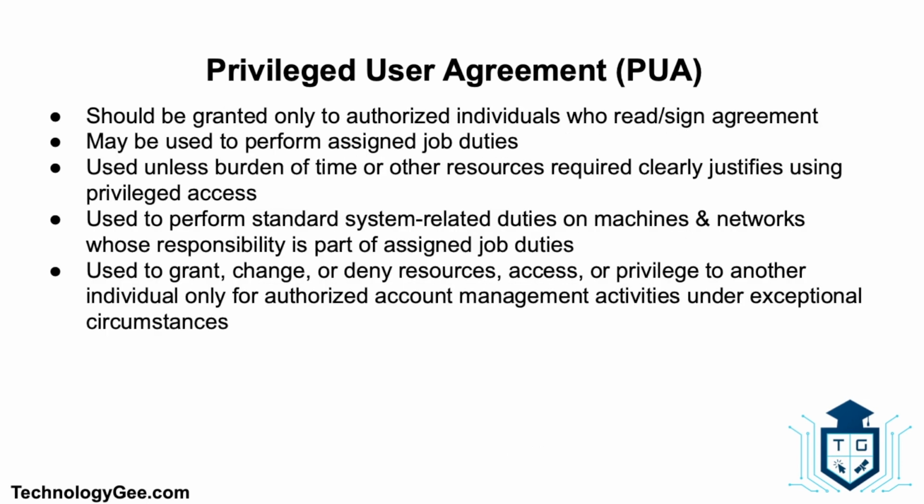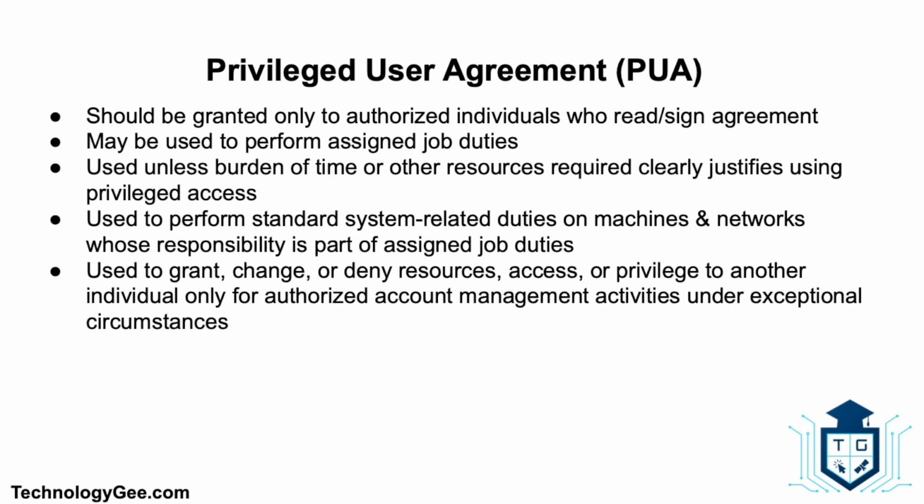A privileged user agreement might stipulate the following: privileged access should be granted only to authorized individuals who read and sign the agreement. Privileged access may be used only to perform assigned job duties. If methods other than using privileged access will accomplish an action, those other methods must be used unless the burden of time or other resources required clearly justifies using privileged access.